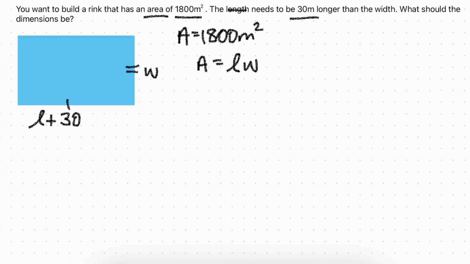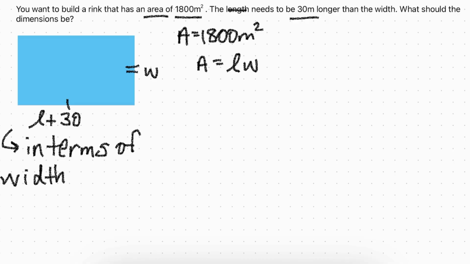So we can go ahead and write out the equation. Area equals length times width. Remember, we want to find the dimensions, but if we leave the length as L plus 30, the equation is going to have two variables within it, which will be hard for us to solve that way. So let's make this in terms of width.